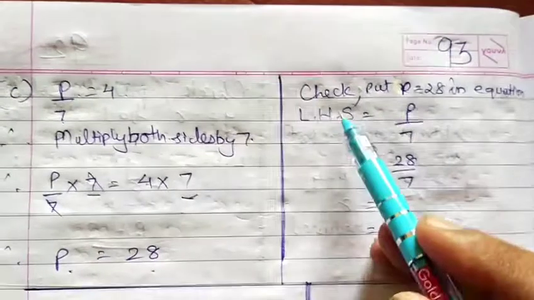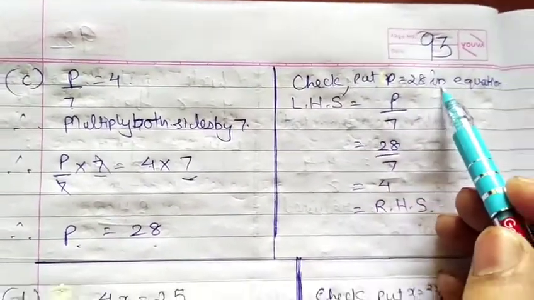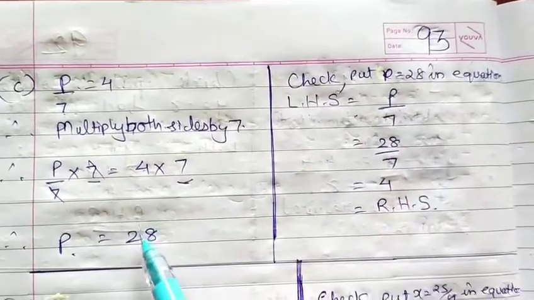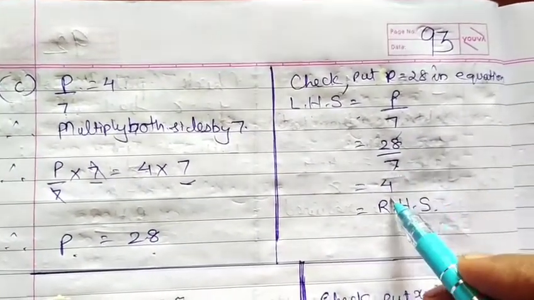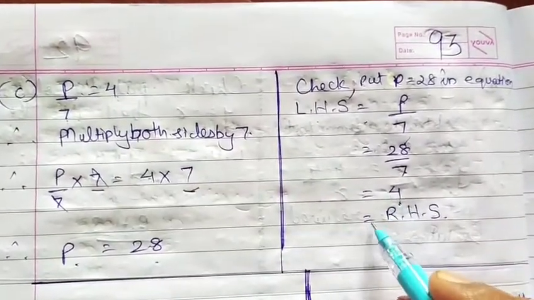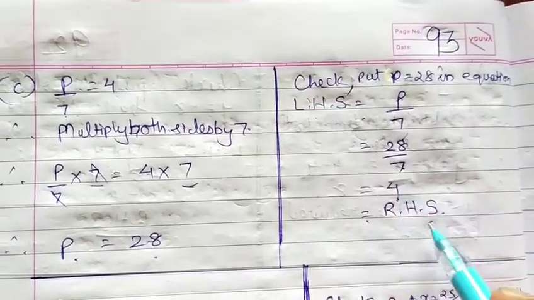Now check whether it is correct or not. So put P equals to 28 in the equation. That is LHS, P by 7, in place of P write down 28. 28 divided by 7 is 4. And see in the question whether 4 is there toward your right hand side. Yes, it is there. So write down equals to right hand side. So we can say LHS equals to RHS.